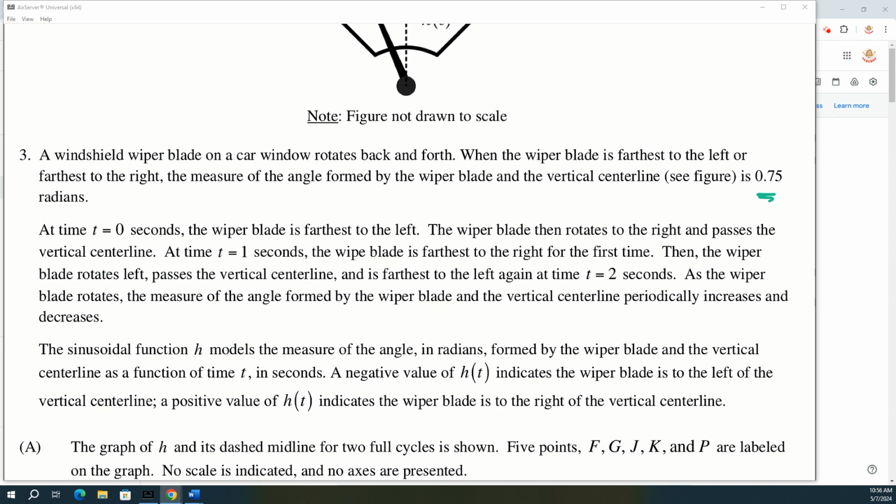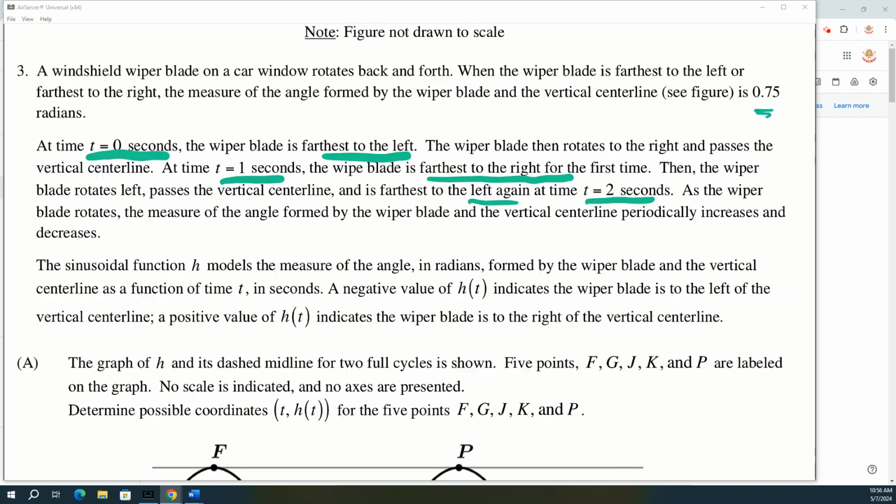So I'm going to go back. I'm going to highlight some things that are important. So at 0 seconds, the wiper blade is farthest to the left. And at 1 second, farthest to the right. And then back at 2 seconds, we're farthest to the left again. So what does that tell you about the period? It's not 1, it's 2 seconds. So a full rotation is from the left to the right, back to the left. That happens in 2 seconds.